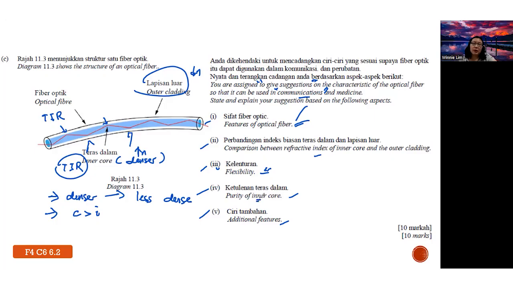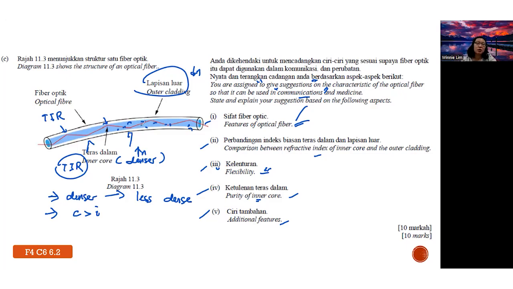So, purity of inner core. If there is some impurity inside, then the rays that travel inside will be affected, and they are being disturbed. So that's why there may be some information loss. So that's why the purity has to be high.